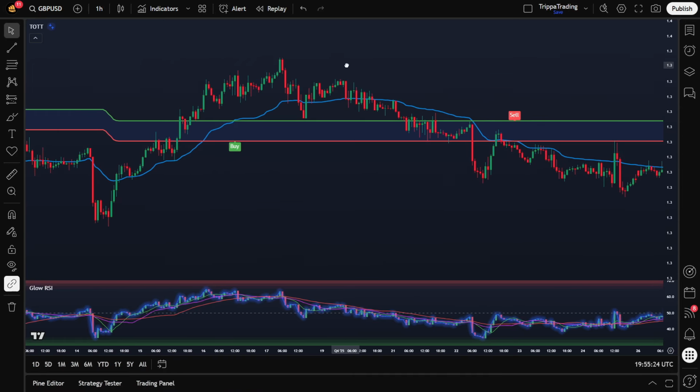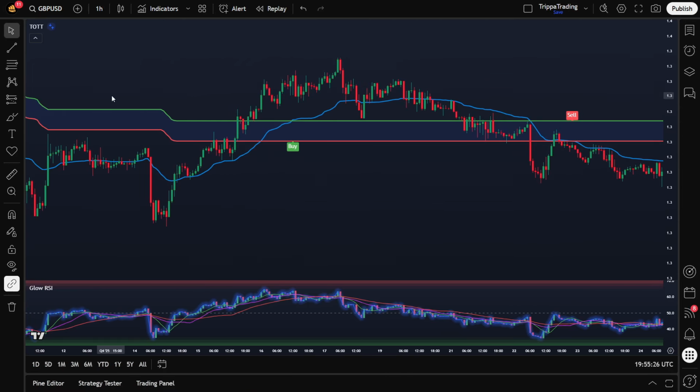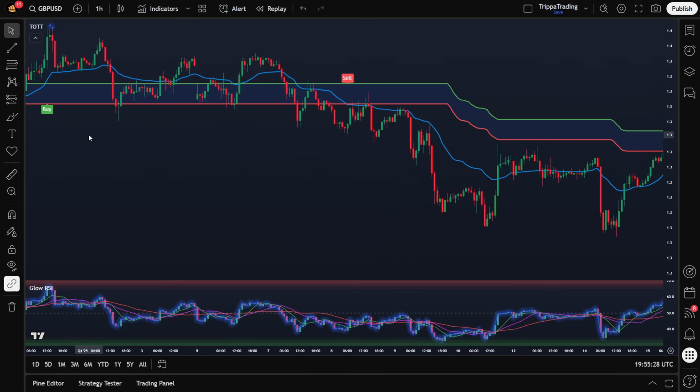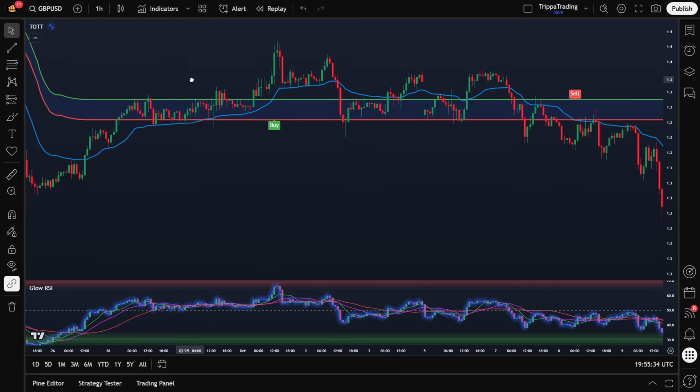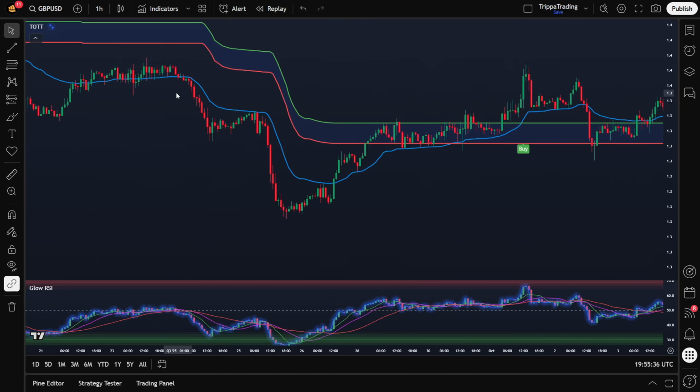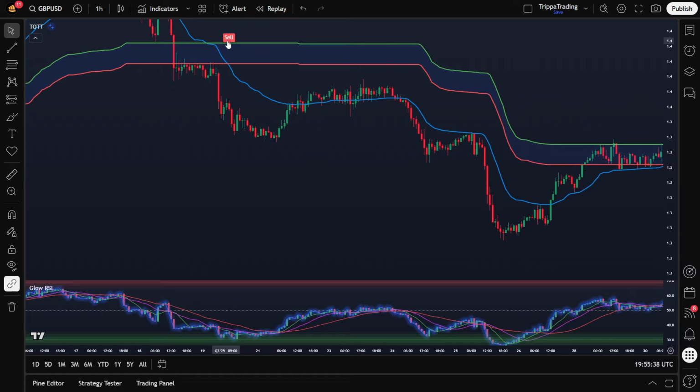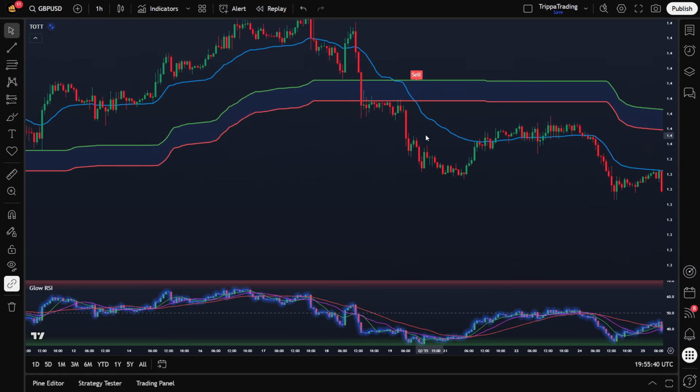Now, a few key reminders to make this system work consistently. First, this strategy works best on trending markets. Avoid using it in flat, choppy price zones where signals constantly flip. The OTT and RSI both rely on movement. No movement means fake signals.